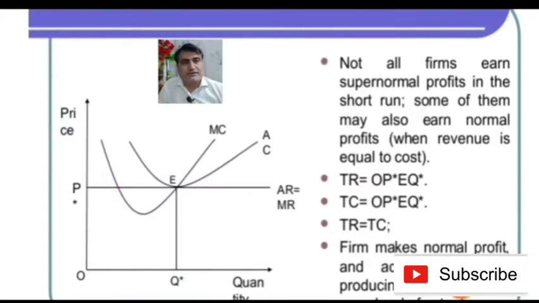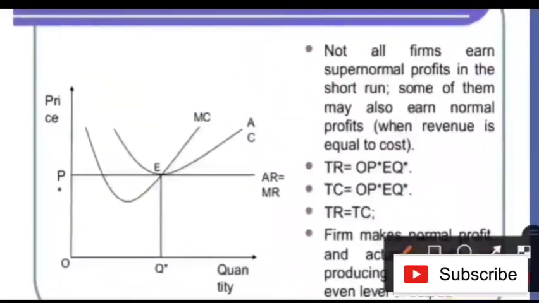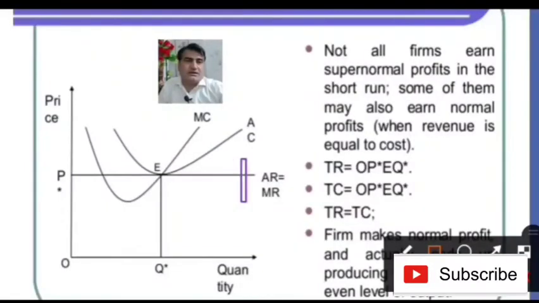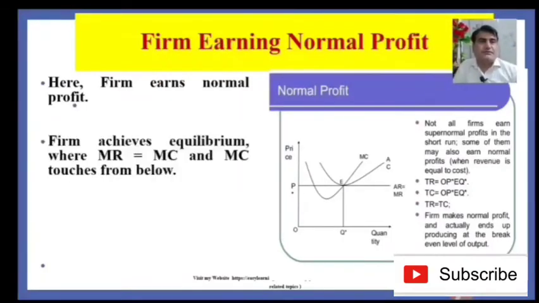We know that profit is equal to total revenue minus total cost. So the firm makes normal profit and actually ends up producing at the break-even level of output. The average revenue is equal to marginal revenue because of the rule of one price in the whole market. Here the firm earns normal profit. Firm achieves equilibrium where marginal revenue is equal to marginal cost and marginal cost touches from below.